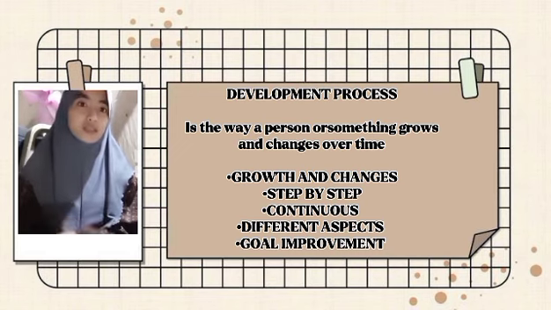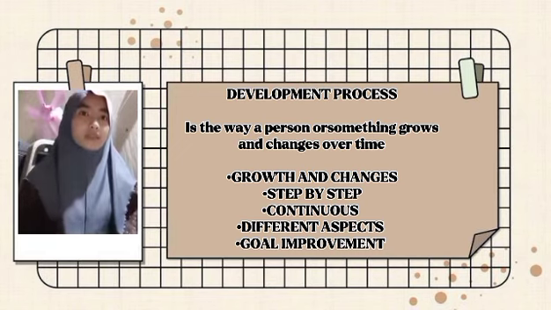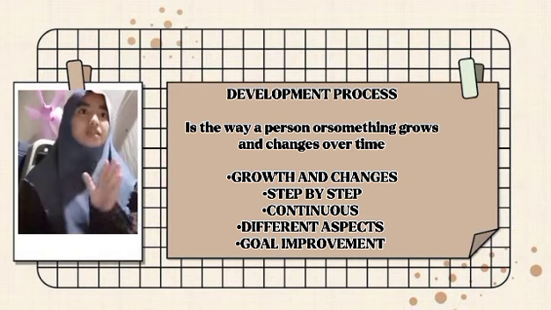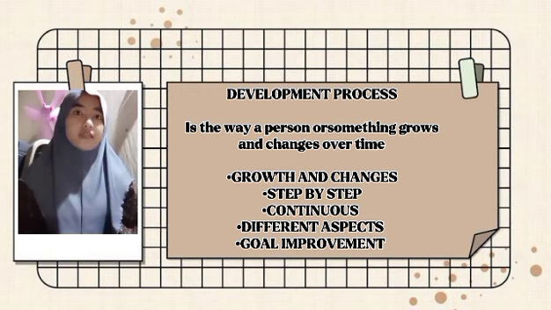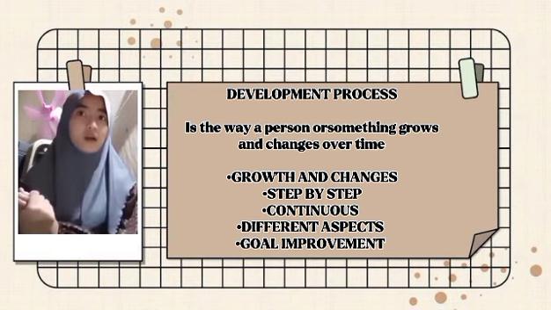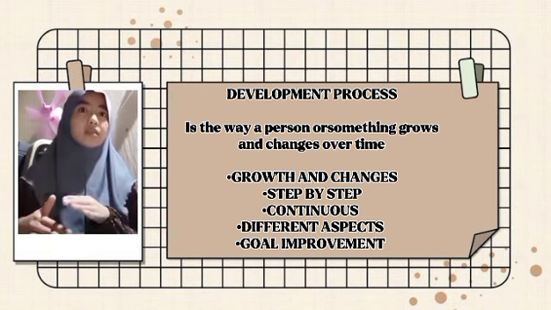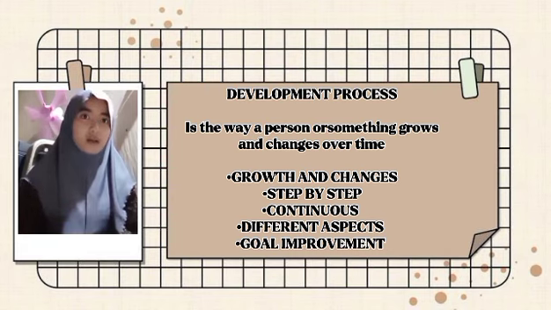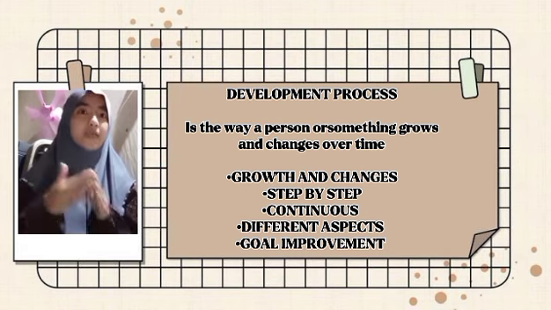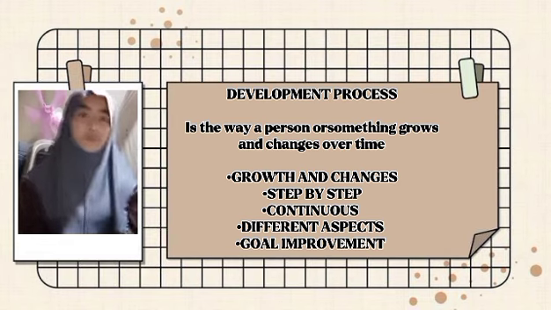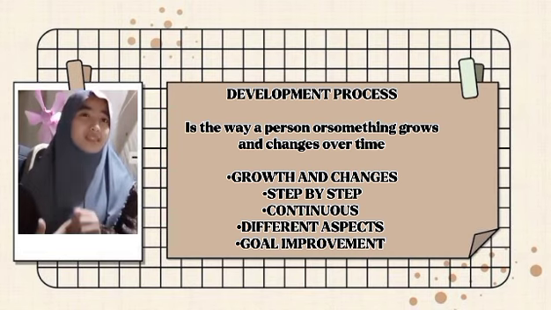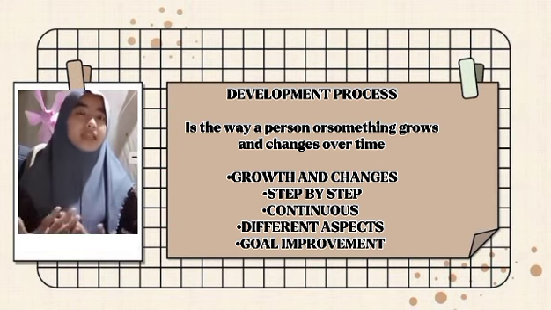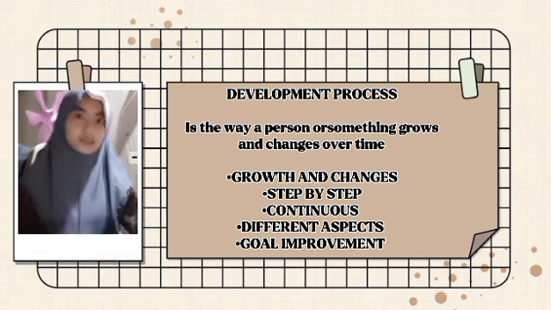The next one is that development happens step by step. It does not just jump right away to the final state. For example, before a child can walk, they must first crawl, stand, and then walk. That is step-by-step development. Third, development is continuous. It does not stop even when we grow older. We will still develop by learning new skills and gaining more experience.